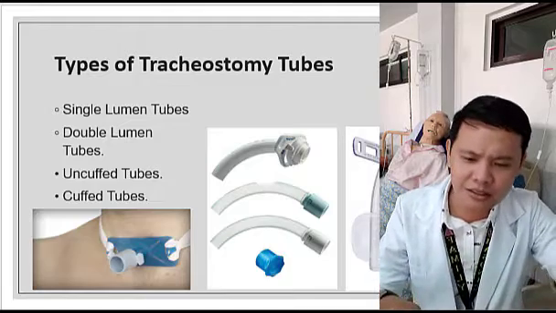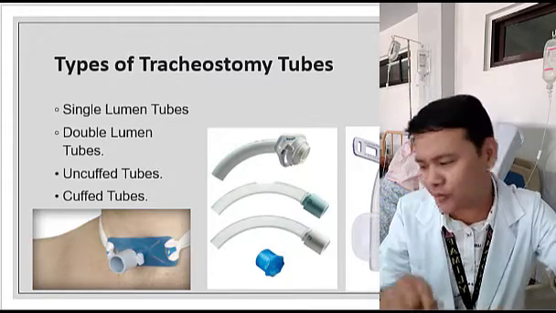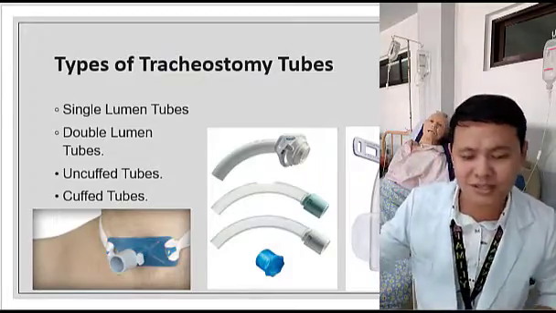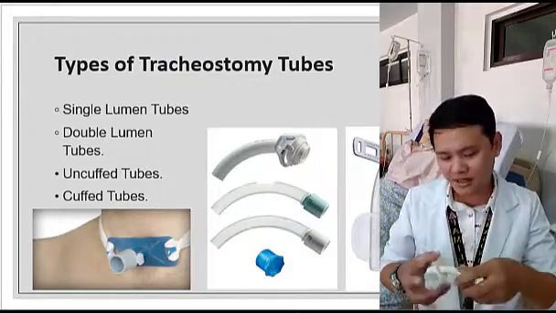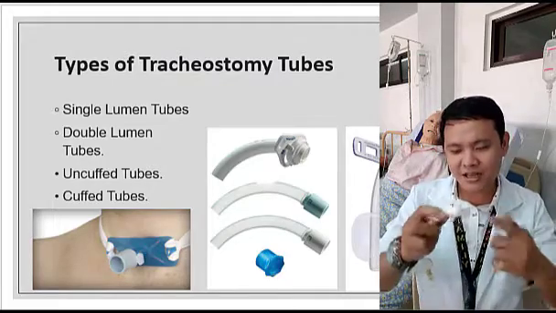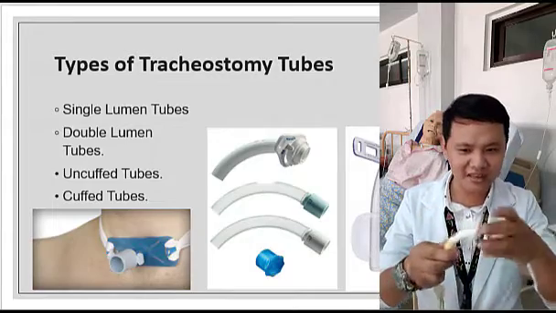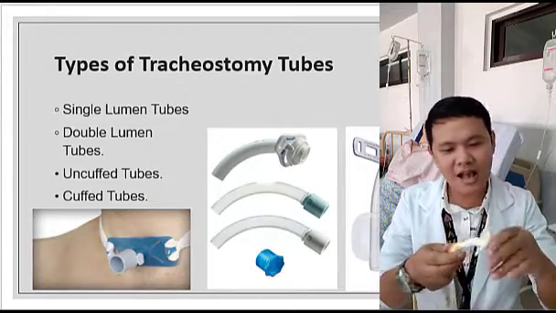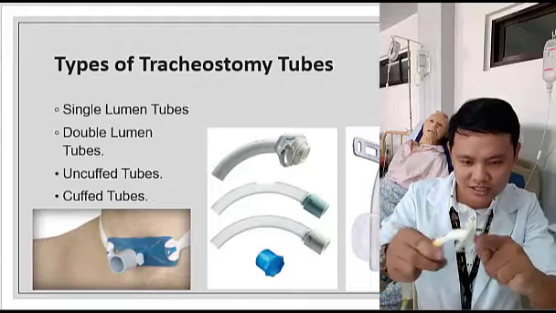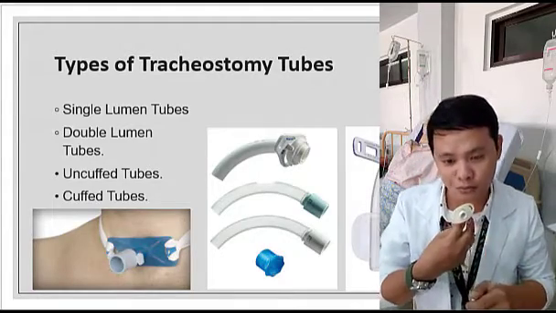So, here, you will see in our first picture, at the bottom, this is what we call the single lumen tube. Why is it called single lumen? Because it is just a tube. Okay? It is only one tube. For example, this one is actually double lumen. The single lumen is just one tube that is inserted. Okay, as you can see in this picture, it is only one tube.